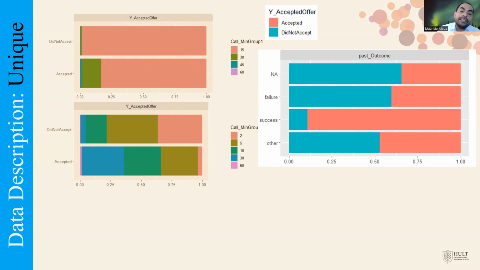One of those was the time of the call. I split it into 4 groups the first time and then into 5 groups. We noticed that most of the acceptance is below 15 minutes. And if we split it in different time sets like 2, 5, 10, 30, and 60 minutes, the biggest groups accepting the offer for the loan are between 5 to 30 minutes.